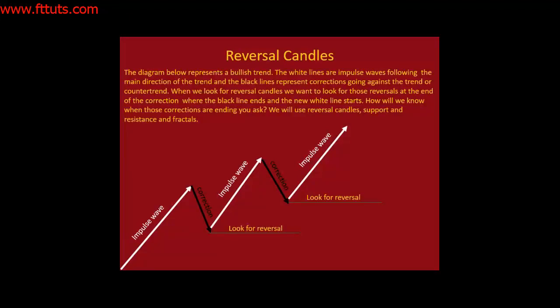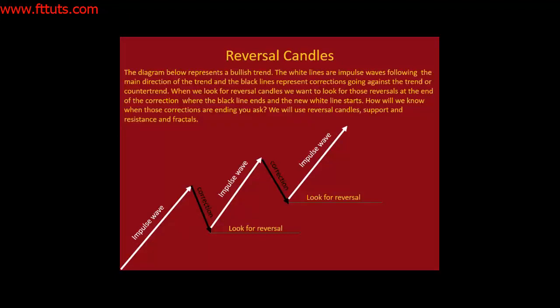Reversal candles. The diagram below represents a bullish trend. The white lines are impulse waves following the main direction of the trend, and the black lines represent corrections going against the trend, or counter trend. When we look for reversal candles, we want to look for those reversals at the end of the correction, where the black lines end and the new white line starts.